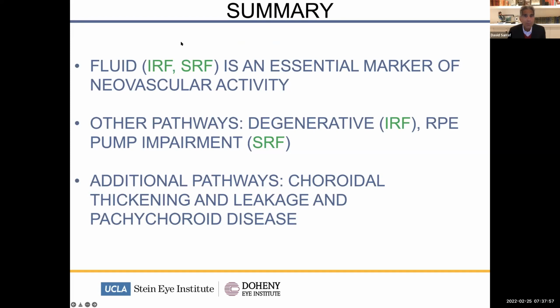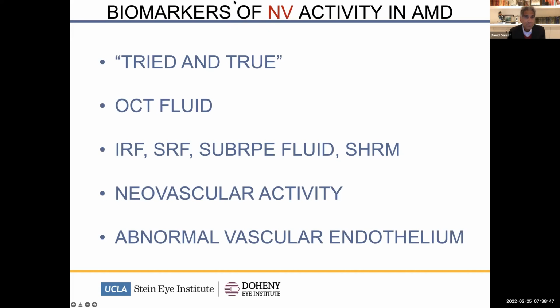Here's a summary slide of the talk that I'll be giving today. Intraretinal fluid and subretinal fluid is an essential marker of neovascular activity. But we should also understand that there are other pathways of fluid leakage into the retina, including degenerative pathways associated with intraretinal fluid and pathways associated with RPE, or retinal pigment epithelial, pump impairment, that can be associated with subretinal fluid. I want to also talk about how the choroid can be an important pathway to consider, and specifically choroidal thickening and leakage due to pachychoroid disease is another route of leakage into the retina that we'll talk about this morning.